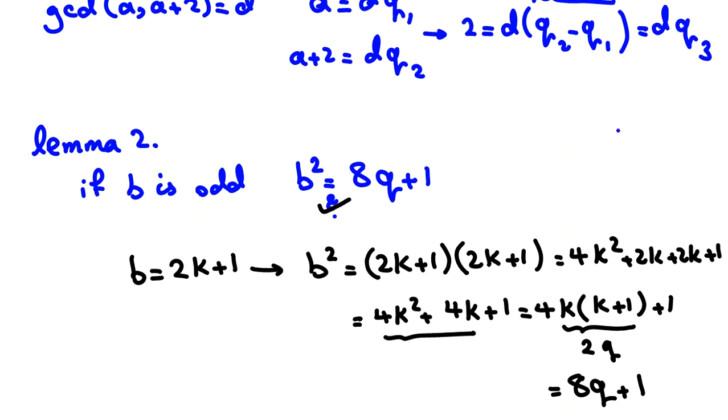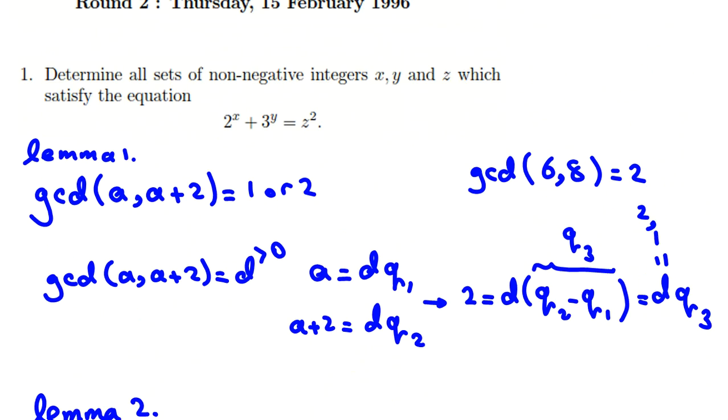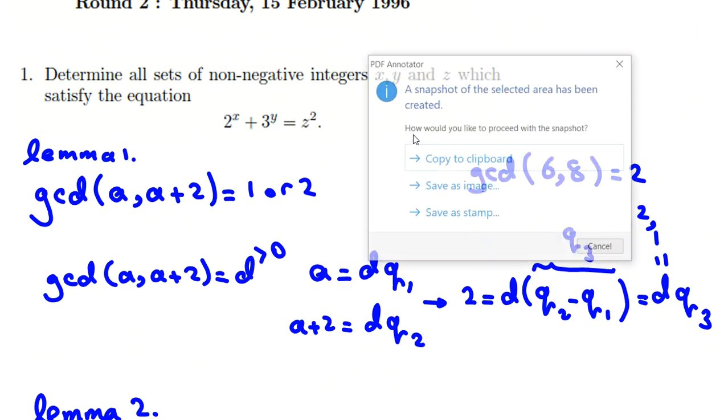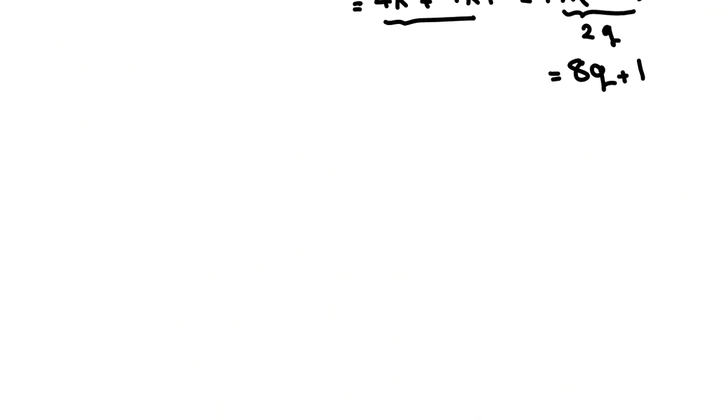Now let's consider the main problem. It says non-negative integers x, y, z, with 2 to the x plus 3 to the y equals z squared. So let's solve this. I want to consider, for example, the remainder of these numbers when divided by something useful: when divided by 4, which students who know modular arithmetic call mod 4, when divided by 8, when divided by 3. All these things I want to consider.